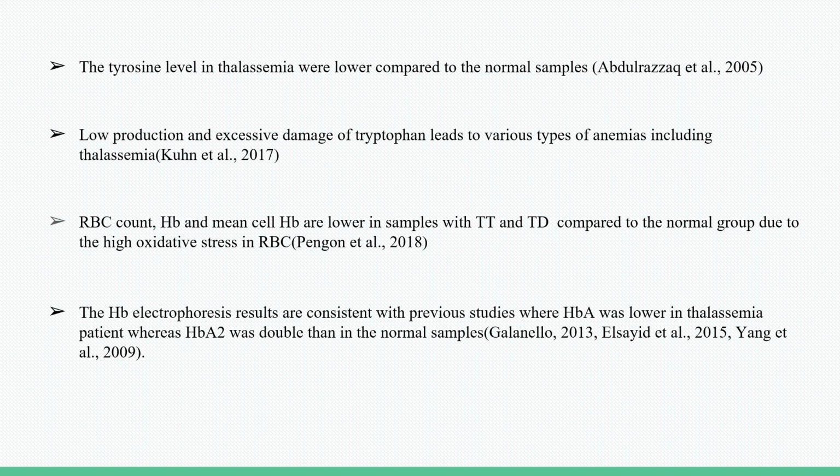These results are consistent with previous studies where HbA was lower in thalassemia patients, whereas HbA2 was double in thalassemia patients compared to the normal samples. And the studies that also back this result were done by Galanello, Ilsaid et al. and Young et al.